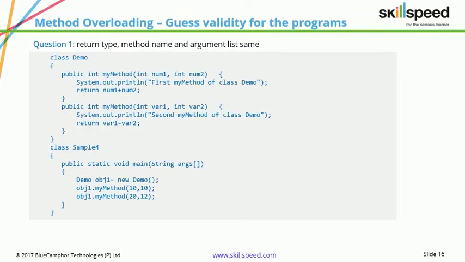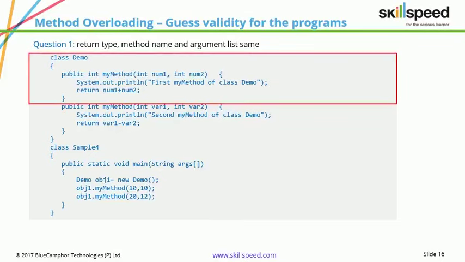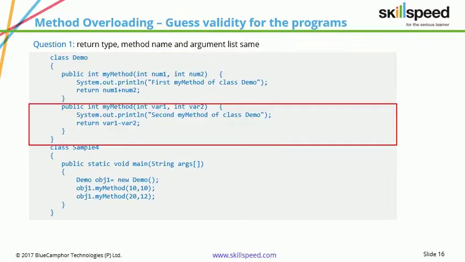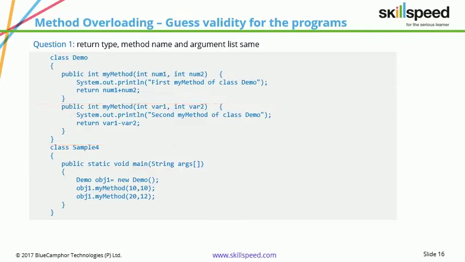Look at question 1. The return type is the same, but the method name and argument list are also the same. Class demo, in which I have public int myMethod with parameter list int num1, int num2, and I have a print statement. Then I am returning num1 plus num2. I have another method, public int myMethod(int var1, int var2), with a print statement in the next line, and I am returning var1 minus var2.